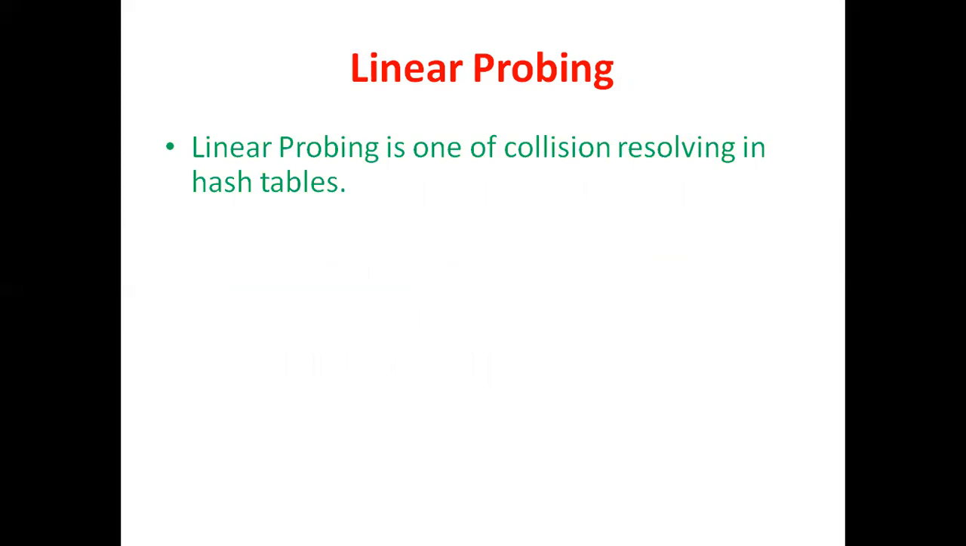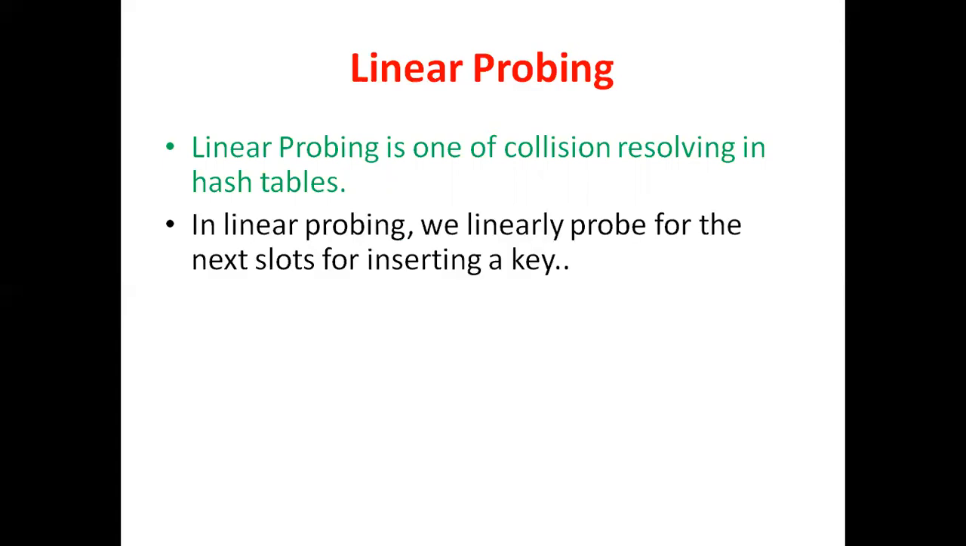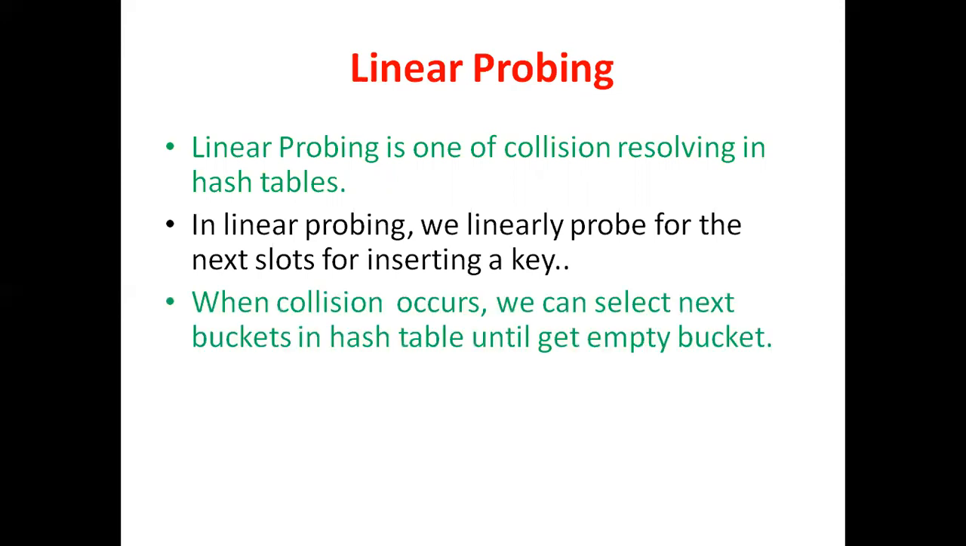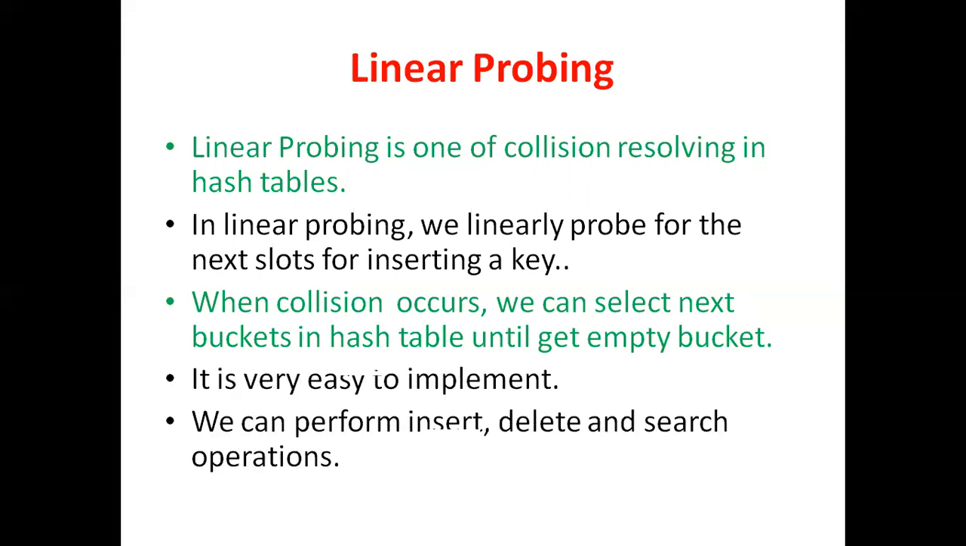Linear probing is one of the collision resolving techniques in hash tables. In linear probing, we linearly probe for the next slots for inserting the key. Suppose a key is inserted in the second bucket, and another key also refers to the second bucket, then we will choose the next bucket for inserting that second key. So when a collision occurs, we select the next bucket in the hash table until we get an empty bucket, meaning we have to search for an empty bucket. It is very easy to implement. We can perform insert, delete, and search operations on the hash table.